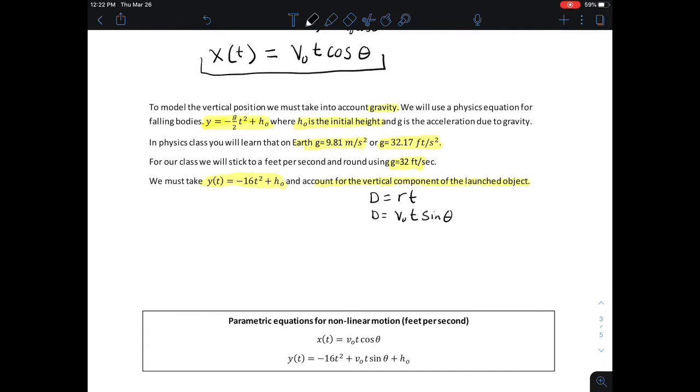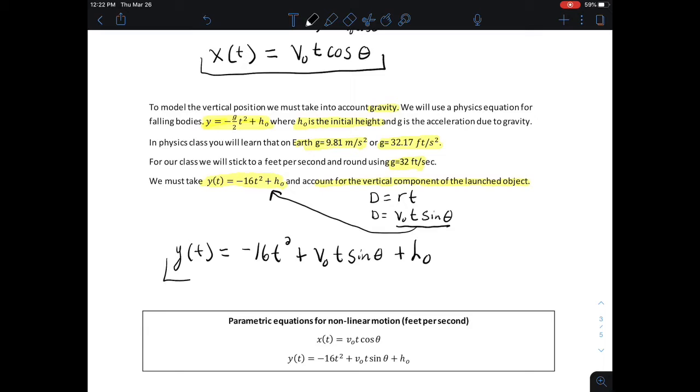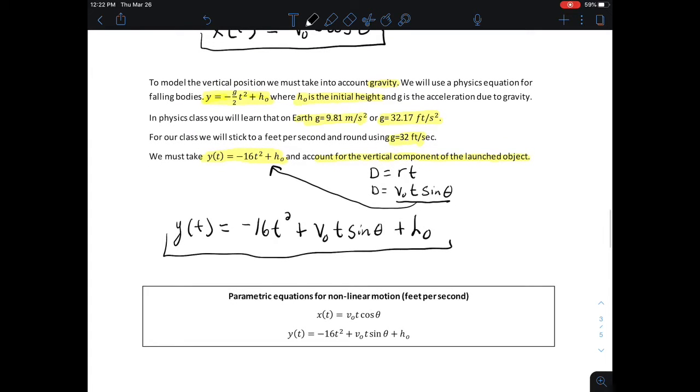We're going to take that and add it into our equation, which will give us our y parametric equation to model this motion, which would be equal to negative 16t squared plus the effect of the launched object, so v naught t sine of theta, plus the initial height. So there's our y parametric equation. So the parametric equations we're going to use for nonlinear motion, which means it's not going straight down, it's going to have some kind of curved path to it.